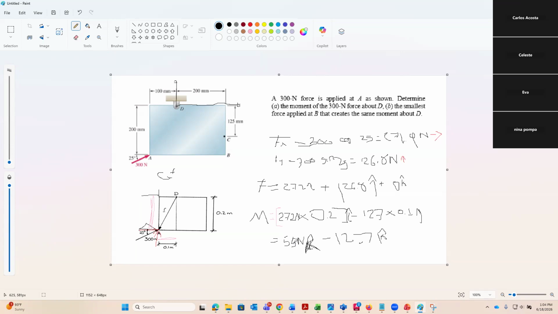So 55 minus 12.7 gives 42.3. And this is Newton per meter. This is the unit of K, in the K direction.